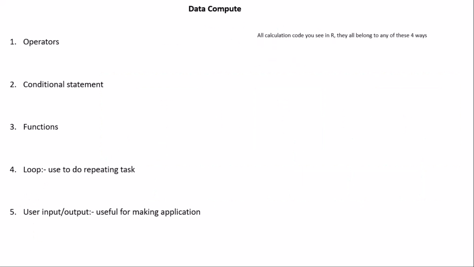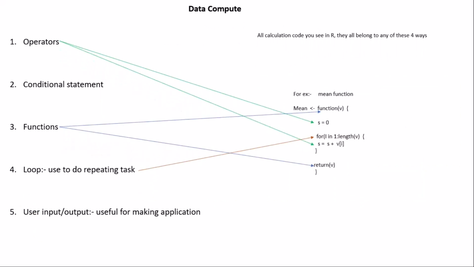All the code you see in R, in libraries like ggplot2 and dplyr, belongs to any of these 4 ways: either operator, conditional statement, function, or loop. For example, this is the main function, and it contains 2 operator instructions, 2 functions, and 1 loop. There is a 90% chance that you use a function in R.